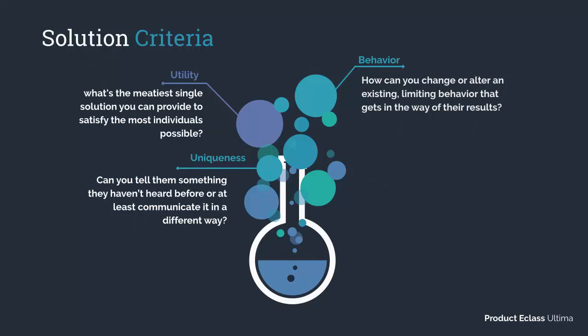Here's the third consideration, uniqueness. Can you tell them something they haven't heard before, or at least communicate it in a different way? We are causal human beings at the end of the day. What does that mean? That means very quickly we're going to generalize. It's to a fault, might I add.